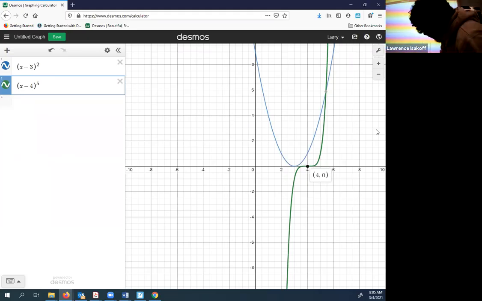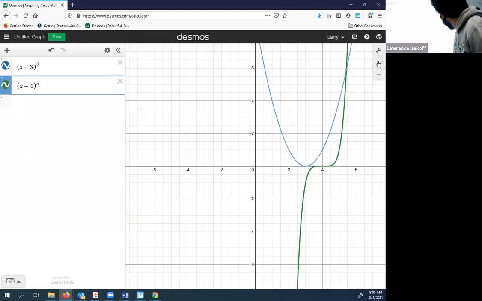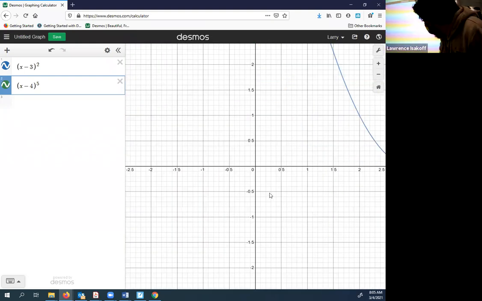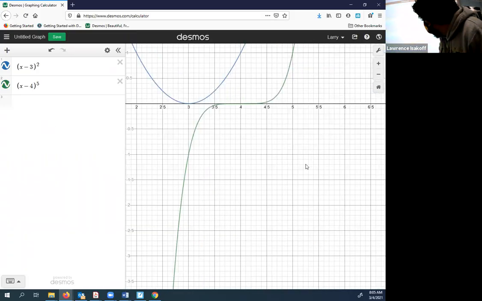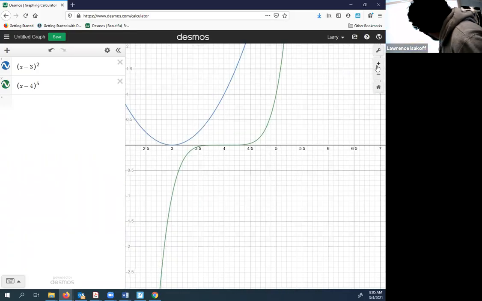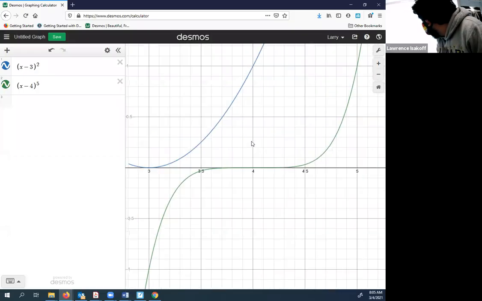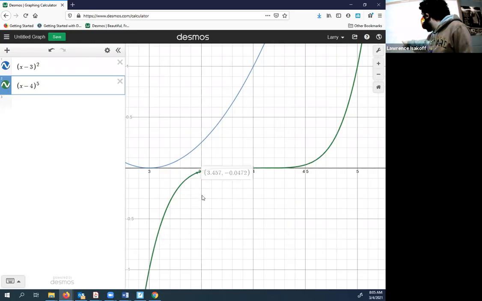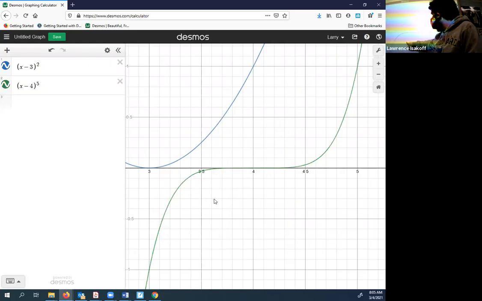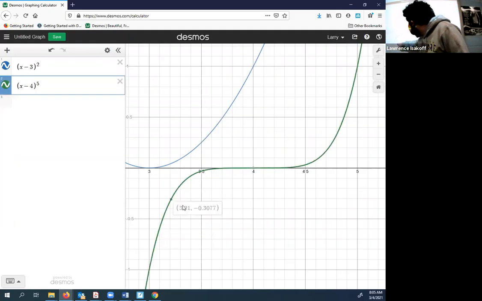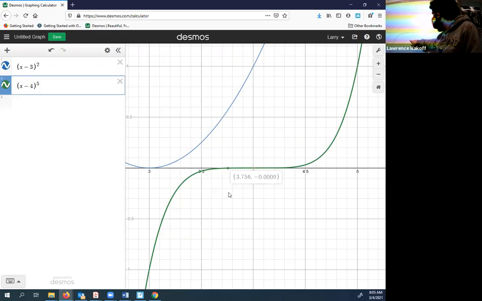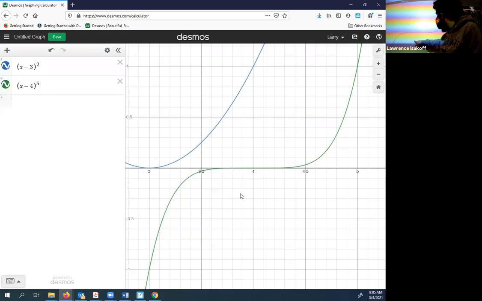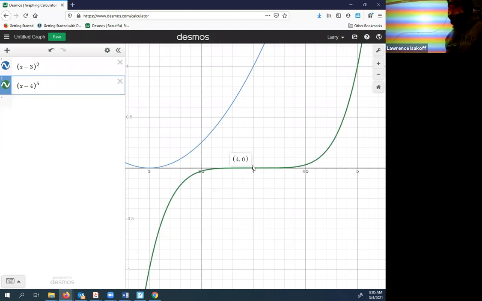And actually, I can do this. I can zoom way in on this. And then a little more. So again, it looks like it's really there, but as I drag this point, you'll notice this decimal starts getting really, really small for my y until it finally reaches 0 at 4.